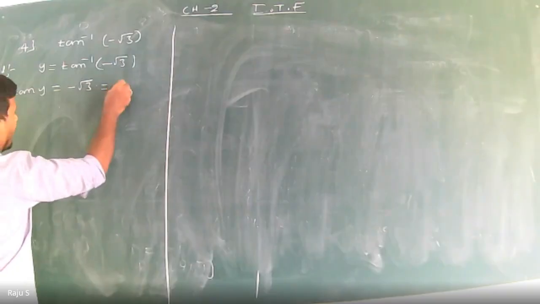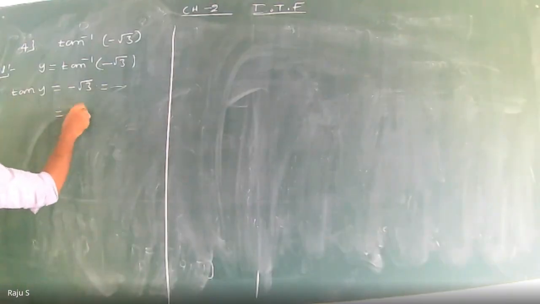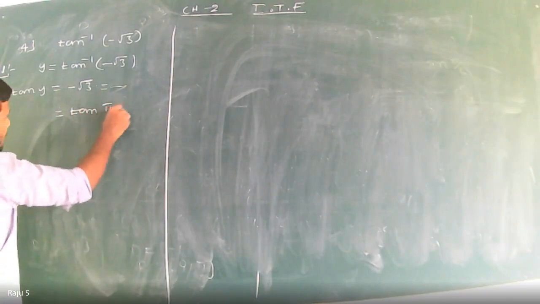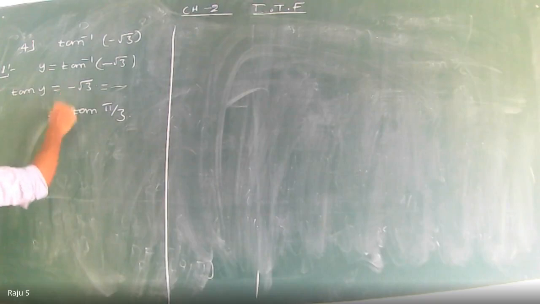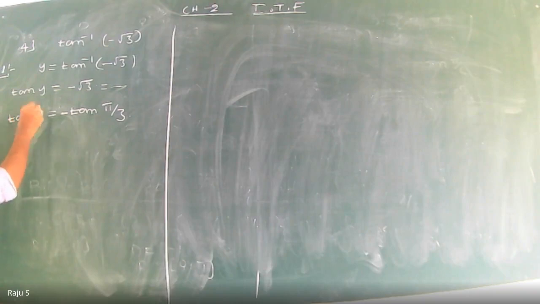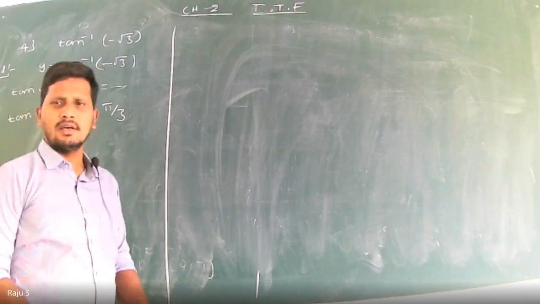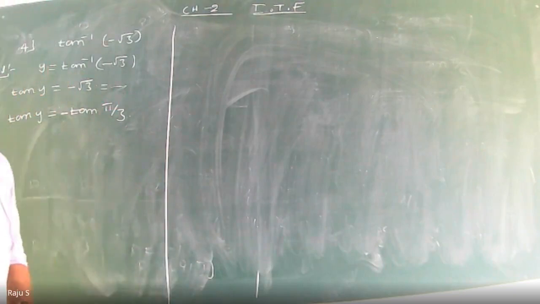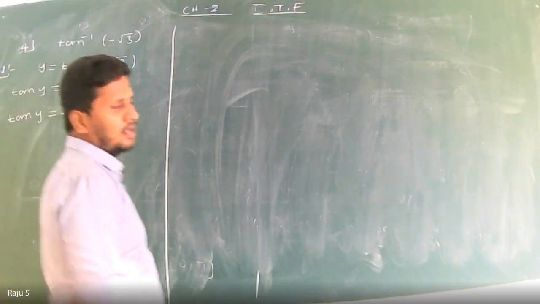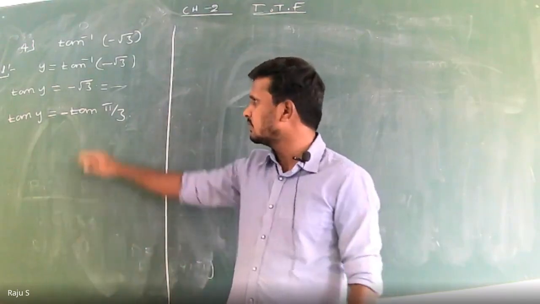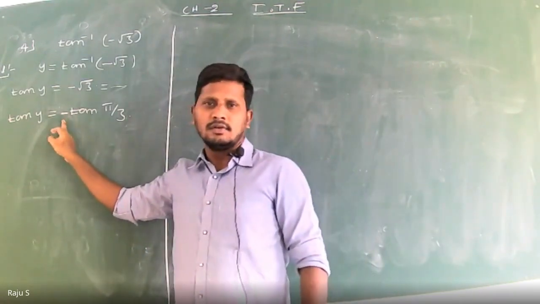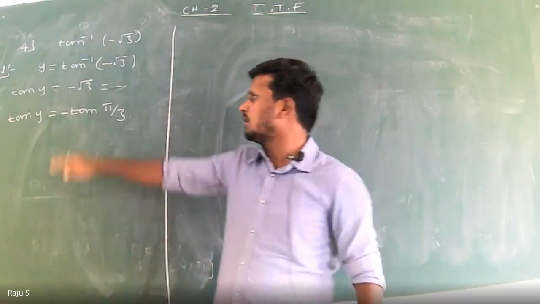It is equal to minus tan 60, pi by 3, right? Root 3 is the value of tan pi by 3, so minus root 3 is minus tan pi by 3. Can you cancel the tan on both sides? We cannot cancel, because the minus will be there.